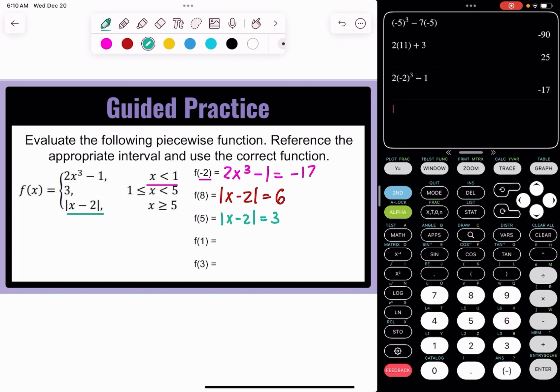All right. Now, when x equals 1, that means that x is not less than 1, because 1's not included, but we are in between 1 and 5 since 1 is included, and our answer is just 3. And now when x equals 3, that means we're in between 1 and 5, which the answer would just be 3.